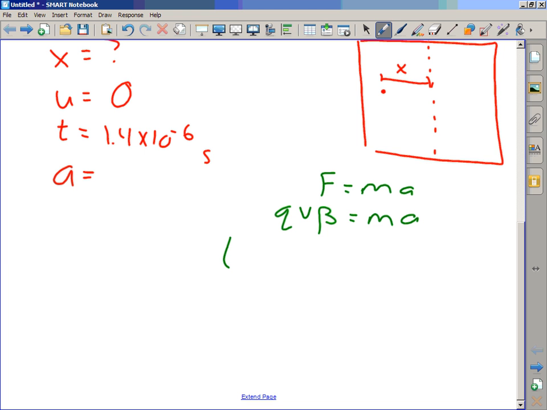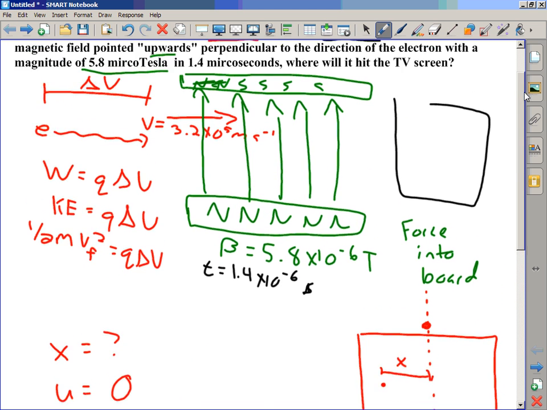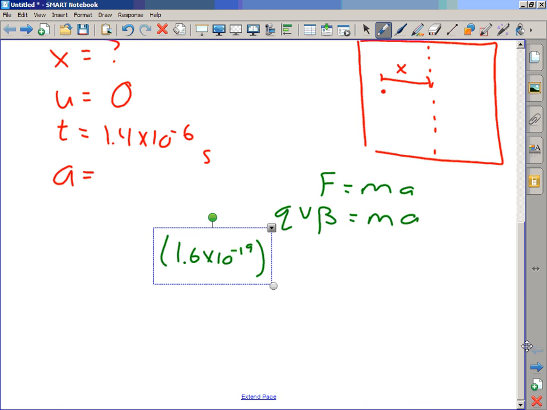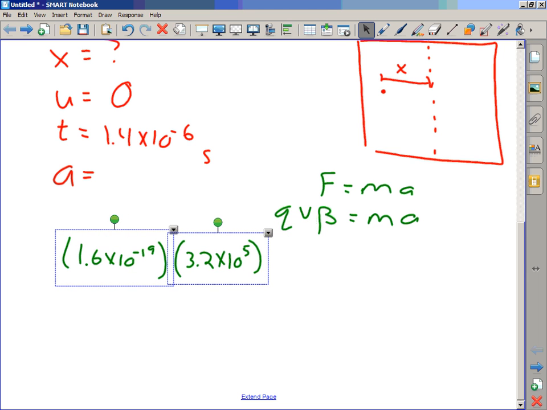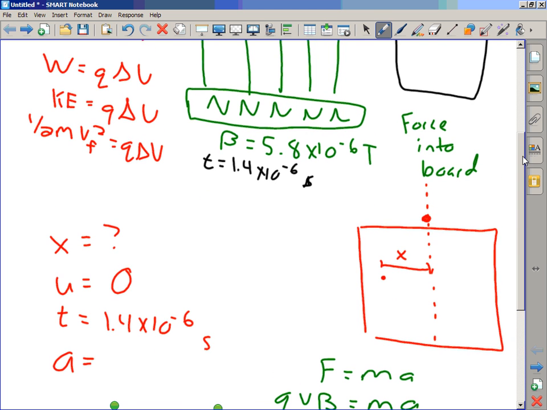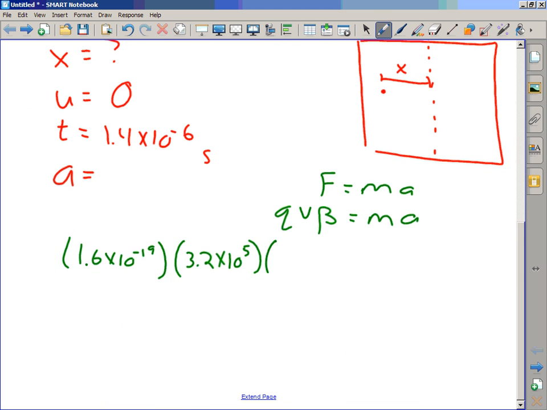Charge of an electron off your sheet is 1.6 times 10 to the negative 19. Velocity of this electron here is the velocity going straight forward through it, right? That's from the previous part. 3.2 times 10 to the 5th. B is 5.8 times 10 to the negative 6 Tesla. Equals mass of an electron, 9.11 times 10 to the negative 31st. That's in your packet.